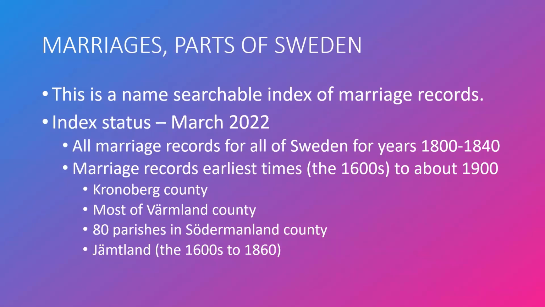Okay, marriages, we're indexing the marriage books. And the status as of March, where all marriage records for all of Sweden for the years 1800 to 1840 have been done. Also, the marriage records for the earliest times, 1600s up until about 1900, for all the parishes within Kronenberg, most of Värmland, 80 parishes in Södermanland, and then in Jämtland in the 1600s to 1860.